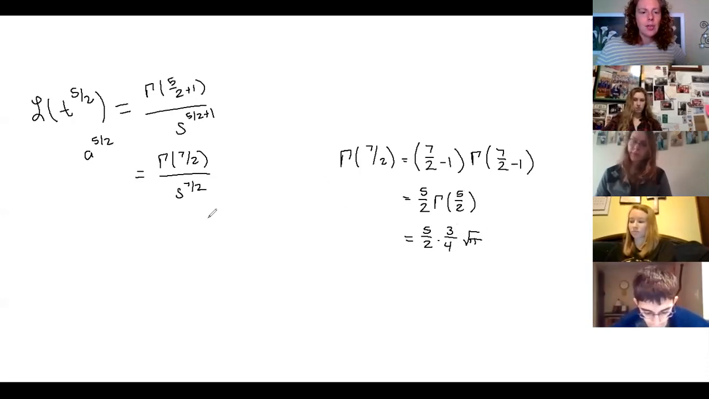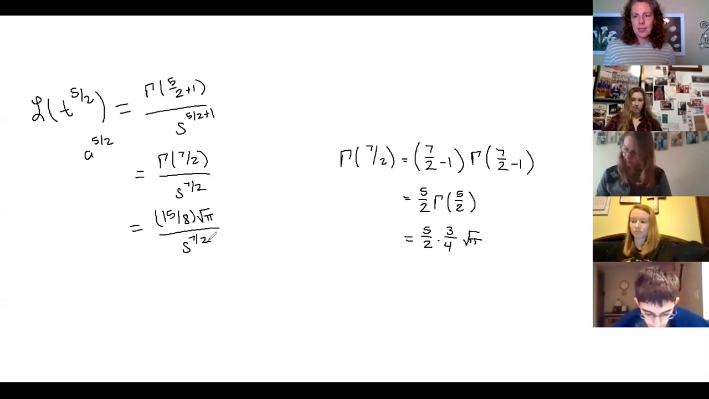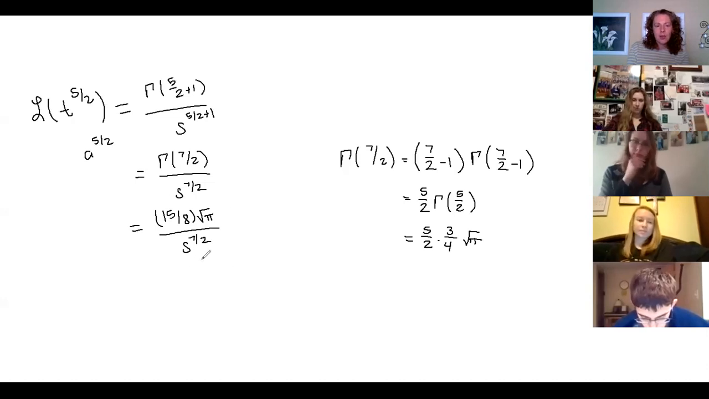So we can do a little bit of multiplying, and my numerator is going to be 15/8 times the square root of pi, divided by s to the 7 halves. If you put t to the 5 halves into the Laplace transform, the function you're going to get out is 15/8 times the square root of pi over s to the 7 halves.